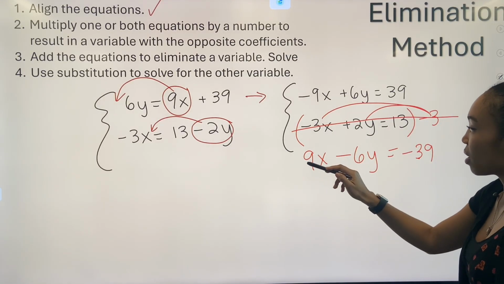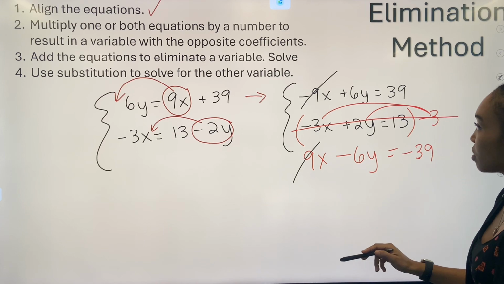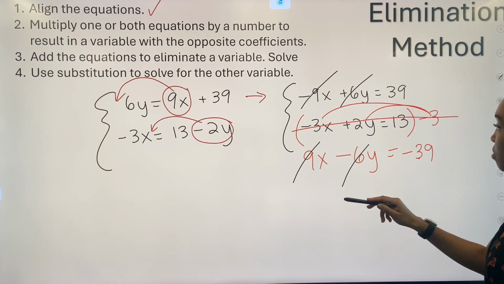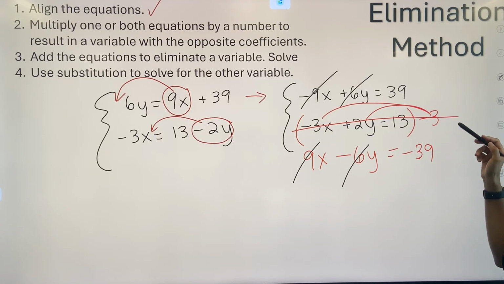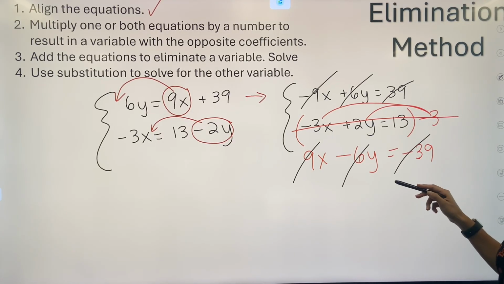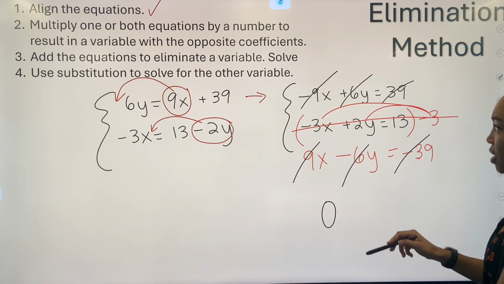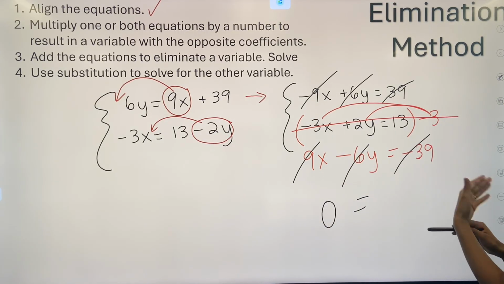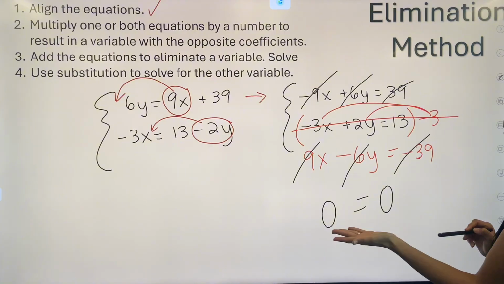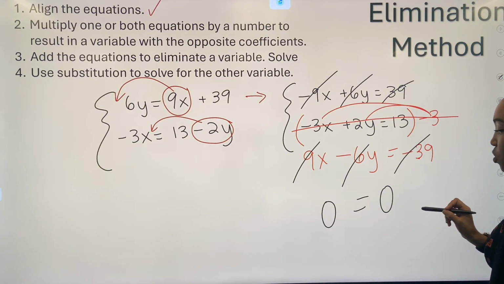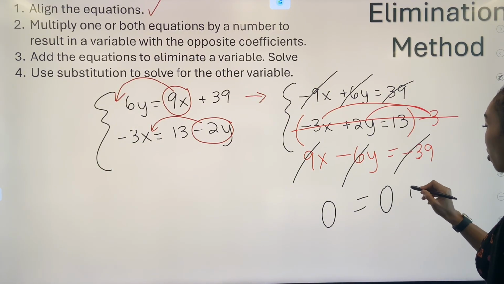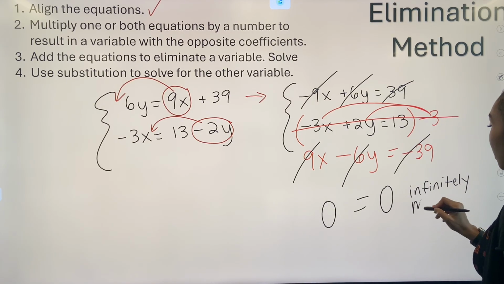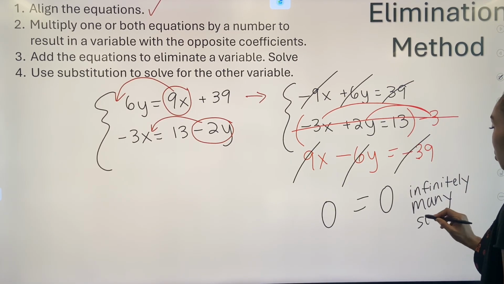-9 plus a +9, those cancel. 6y plus a -6y, those cancel. And then 39 plus a -39, those cancel. So I basically get 0 on this side. Since everything's gone, it's just 0. And 39 plus -39, that's just 0. Well, that's a true statement. 0 equals 0. So what this means is there are infinitely many solutions.